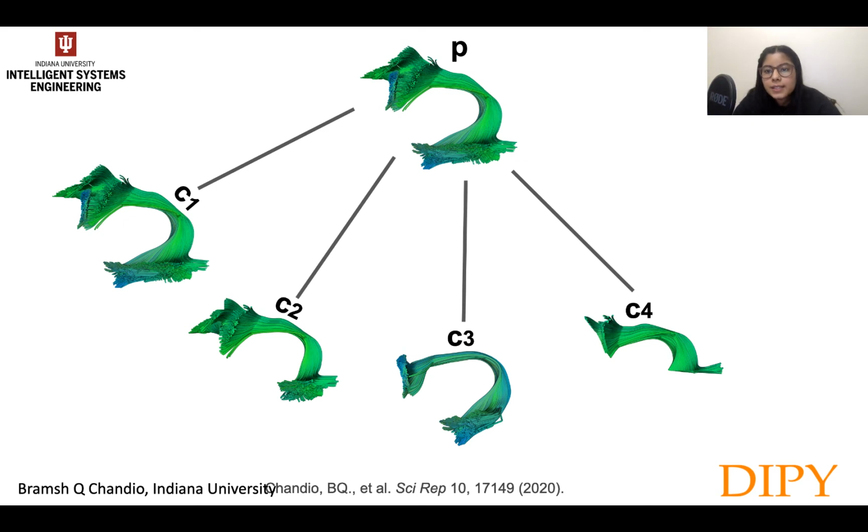Then we create C4, which doesn't have this fanning part of the parent bundle. And then the last child or node, C5, which is just the middle part of the parent bundle. And now we demonstrate how we can use bundle adjacency to do shape analysis.